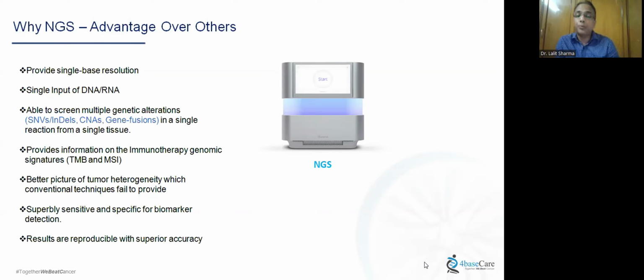That is, it is replicable. Subsequently, when you are going to do it in an individual patient or in various patients, you are able to replicate the results very sensitively and very specifically. And results are reproducible with superior accuracy.